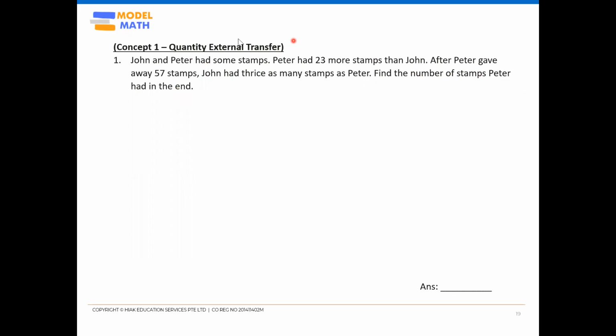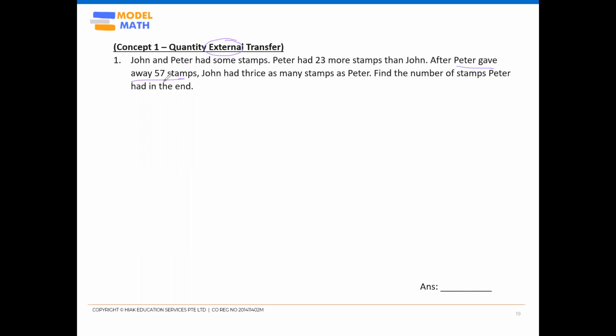So when we look at this question, straight away when we see this, always ask ourselves what kind of transfer is happening here. So this is what we call an external transfer. Why? Because Peter is giving away. If Peter gives to John, then that will be called an internal transfer because the transfer happens within both of them.